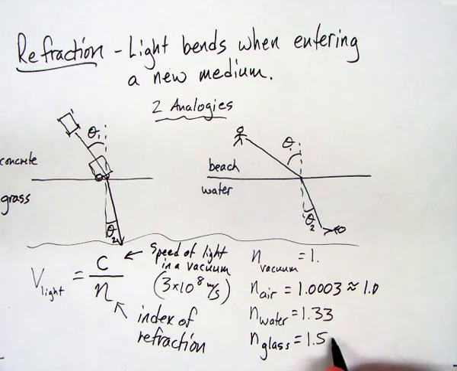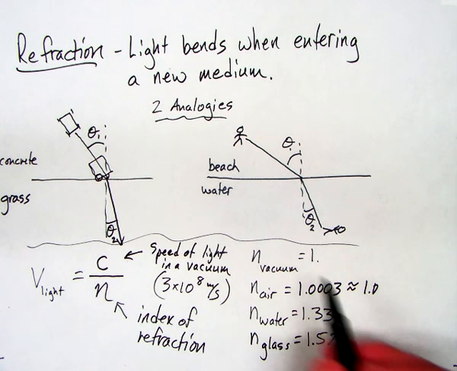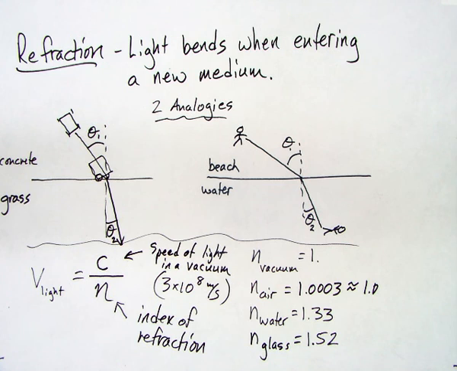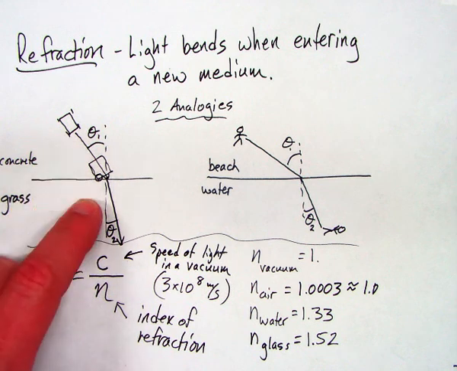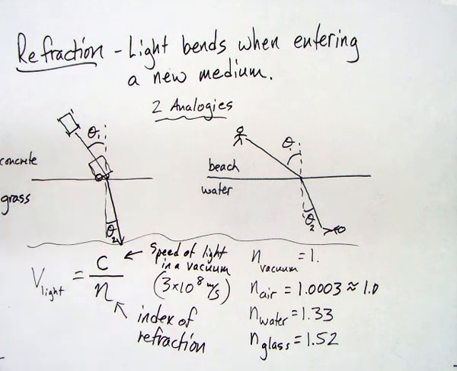A typical index of refraction for glass is around 1.5, 1.52 I think is common. And so light travels a little slower in glass than water, and a little slower in water than in a vacuum. Either way, this process of bending when light goes from a fast medium to a slow medium is called refraction, and it depends on the index of refraction.